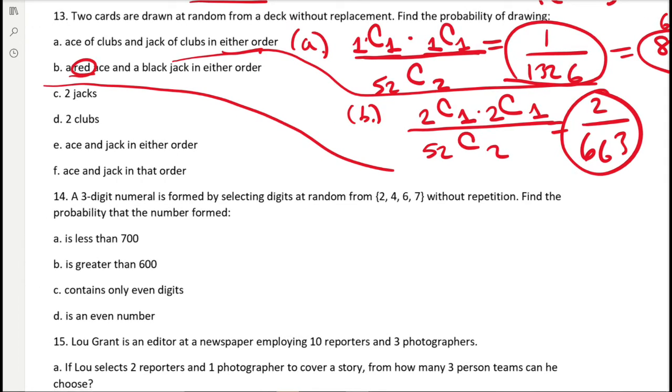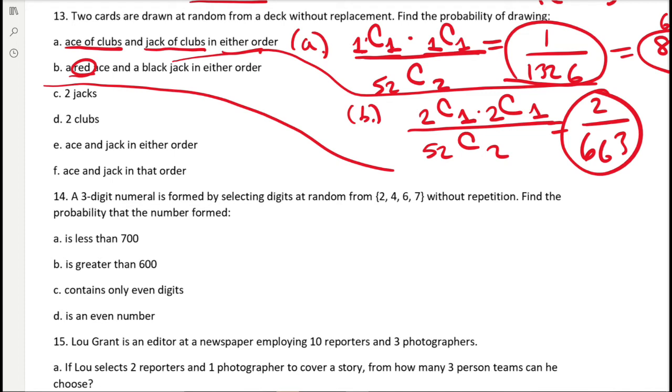I said that there were 4 cards that you can choose from. There's only one card that you can choose from. The first card has to be an ace of clubs, and there's only one ace of clubs, and you've got to choose one of them. So I apologize for that. Again, you really got to be careful about the wording.